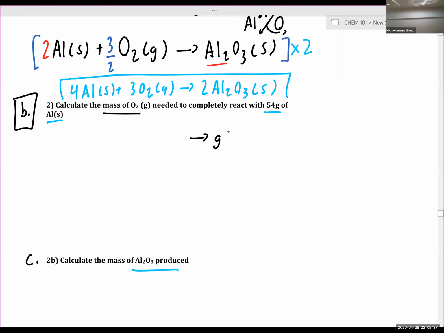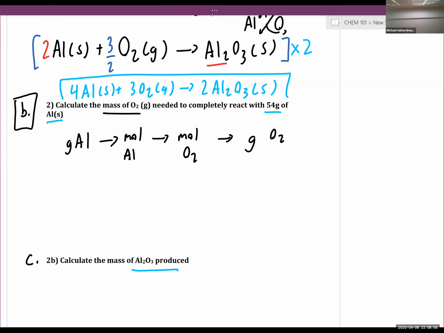So we want to calculate the grams of O2, and we are given the grams of aluminum that we want to react. So just like before, in order to complete this mass to mass conversion, we are going to go through units of mole. So we're going to go from moles of aluminum to moles of oxygen to grams of oxygen.